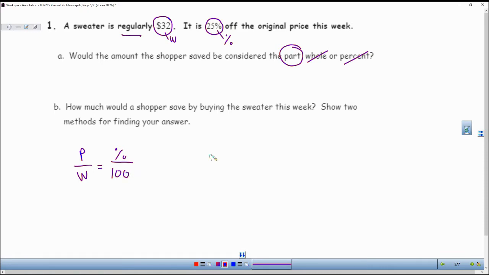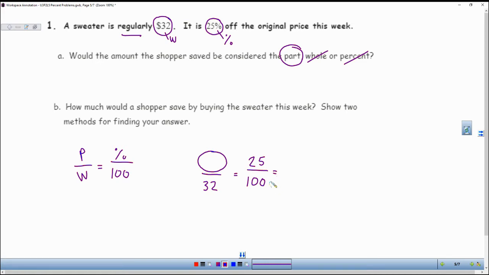All right, we don't know the part. So we're going to put a big circle where the part would go. We do know the whole. The whole is 32. And we do know the percent, which is 25 out of 100. Now, unfortunately, we can't get from 100 to 32 directly. We're going to have to do a little dividing. So what can we divide 25 and 100 by?